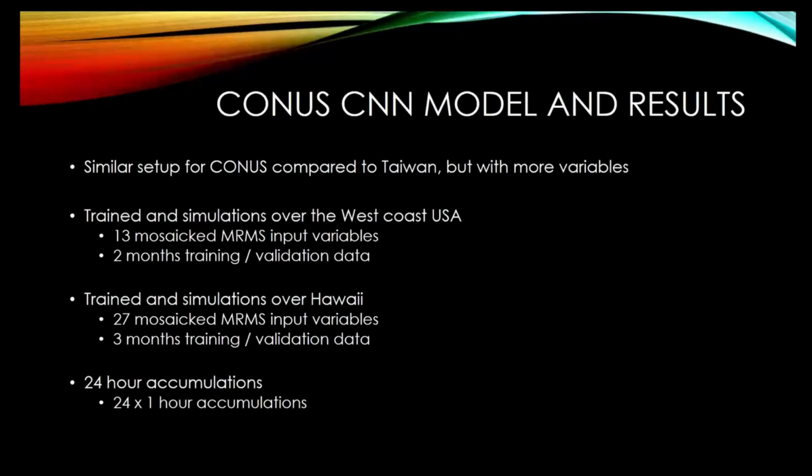And so with the promising results from Taiwan, a similar setup was established for the United States, where it was particularly focused on the West Coast, where, again, complex terrain and especially radar gap coverages tend to result in decreased performance in the QPE. There are more variables available for the CONUS. For example, we have more information about the radar beam height, surface temperature, and other models. If you would like to know more about this complete list of variables, feel free to ask a question in the chat, or you can feel free to email me.